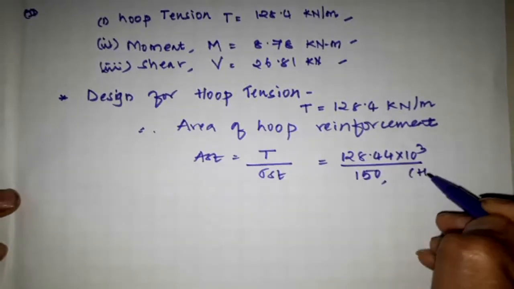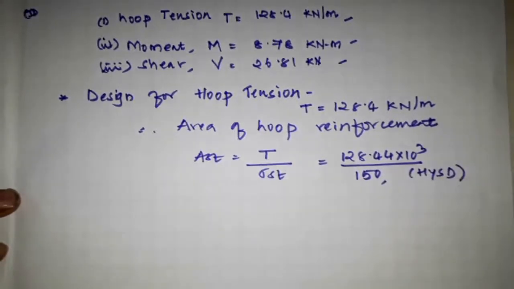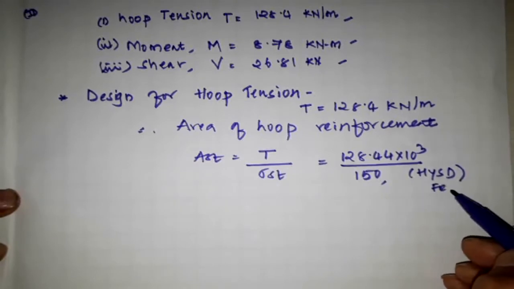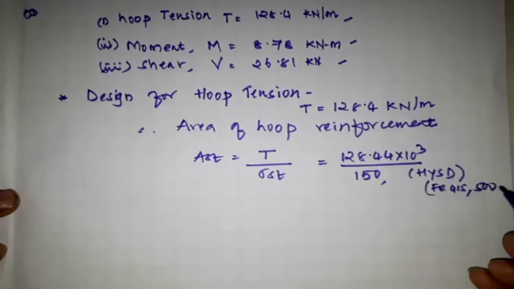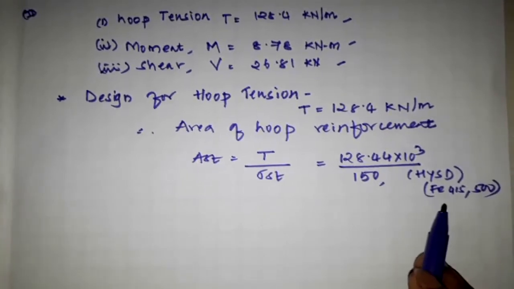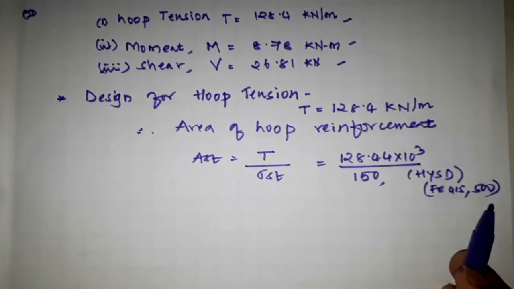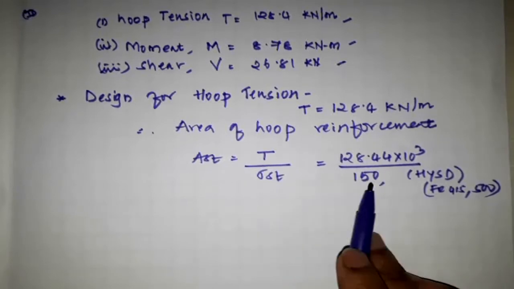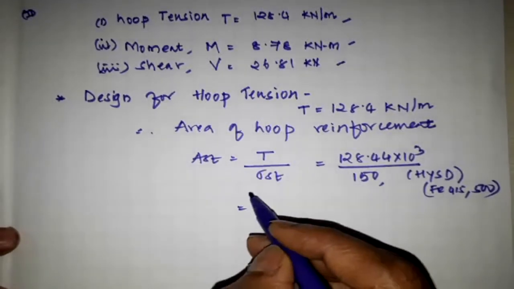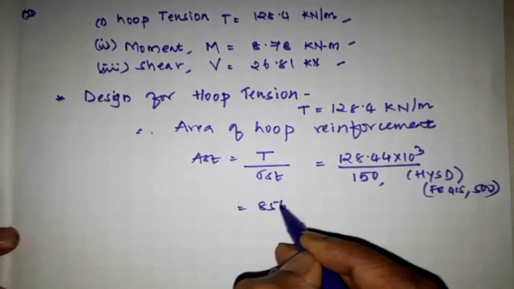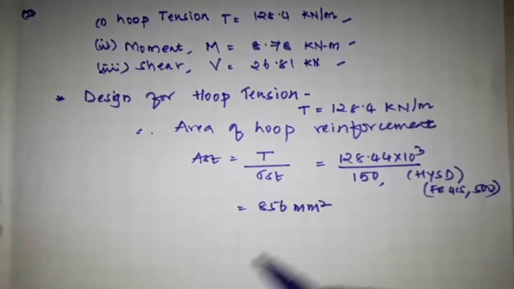Because we are using HYSD bars, that is Fe 415 or 500. When you use these two, you have to use sigma ST as 150. With respect to that, we get AST equal to 856 mm square.